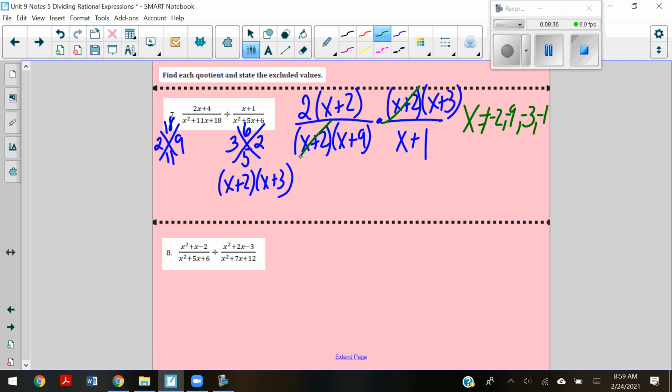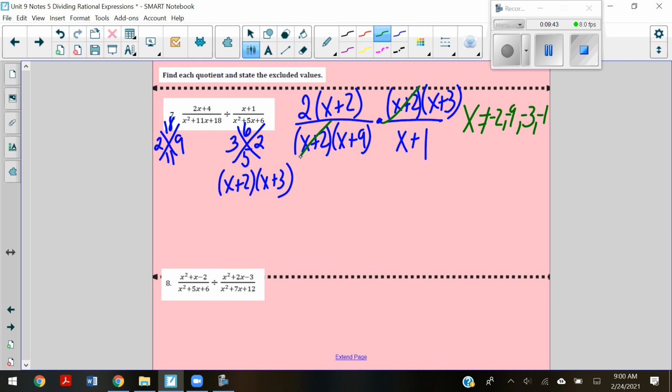All right, so I think I need to make a little more room here. There we go. All right, so we could have 2 times x plus 2 times x plus 3 all over x plus 9, x plus 1. Or I can multiply everything back together. And so now this 2 in the front here, if you're going to multiply it in, only goes to one set of the parentheses, not both of them.